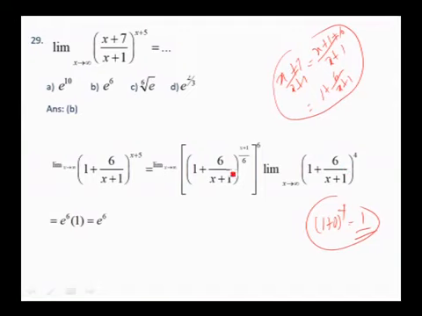But this becomes e to the power of 6, because (1 plus 6 over x plus 1) whole to the power of (x plus 1) by 6, to the power of 6, this will be e to the power of 6.